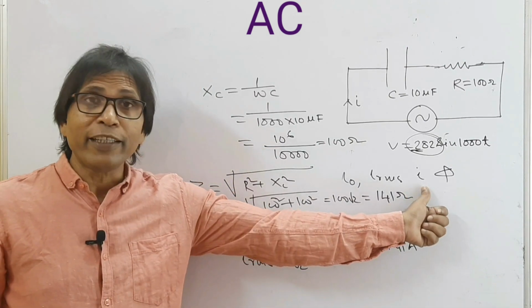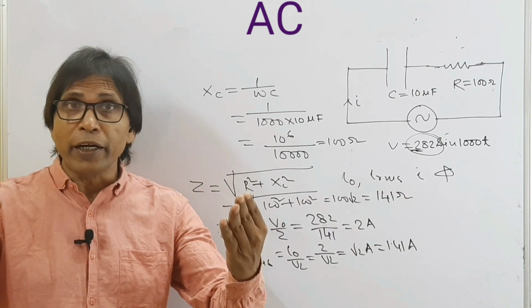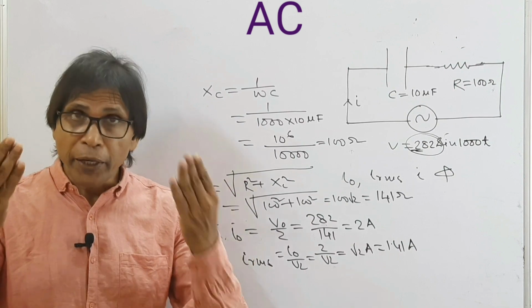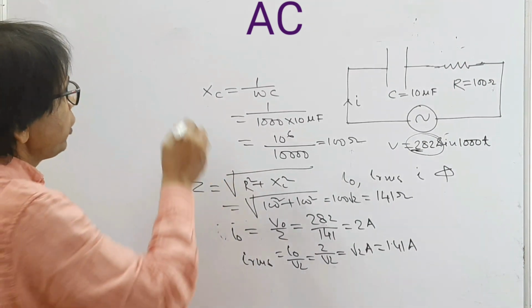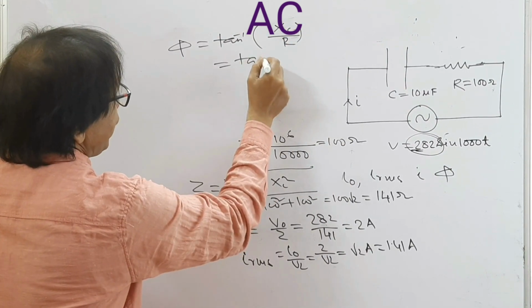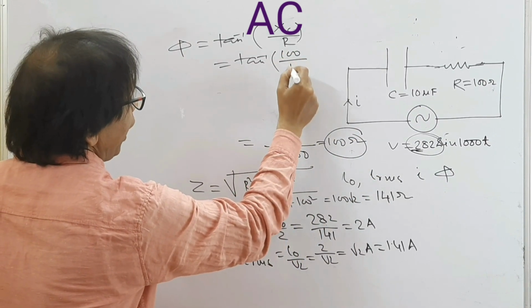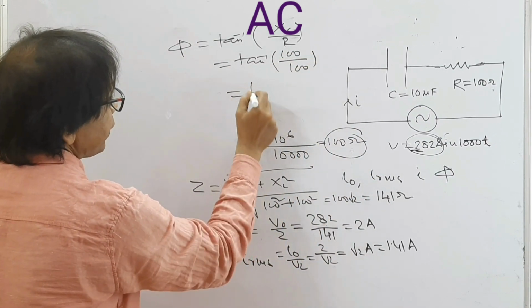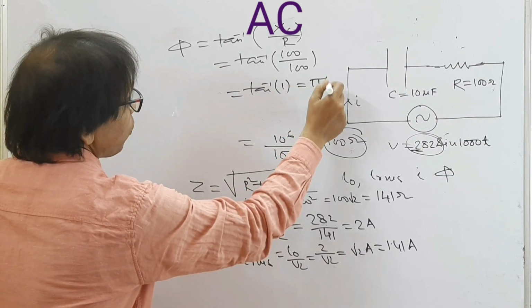Now what is the instantaneous value of current? To get the instantaneous value of current, we have to calculate the phase difference phi between the current and voltage. phi equals tan inverse XC by R. Now, what is XC? XC is 100. R also 100. So this is tan inverse 1. So this is pi by 4.